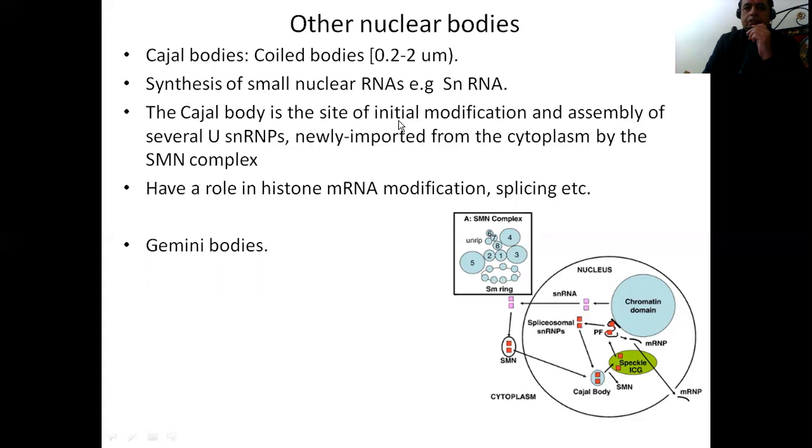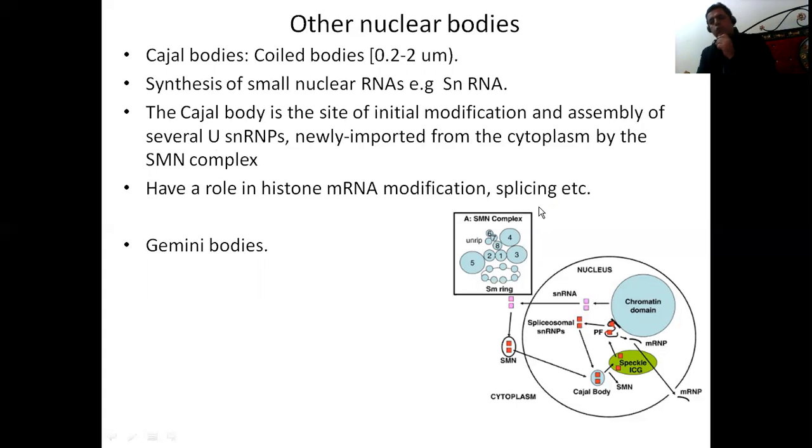The Cajal body is the site of initial modification and assembly of several snRNPs, small nuclear ribonucleoproteins, newly imported from the cytoplasm by the SMN complex. So the SMN complex transports snRNPs, and their modifications take place in certain bodies inside the nucleus known as the Cajal bodies, and they have a role in histone mRNA modification and splicing.